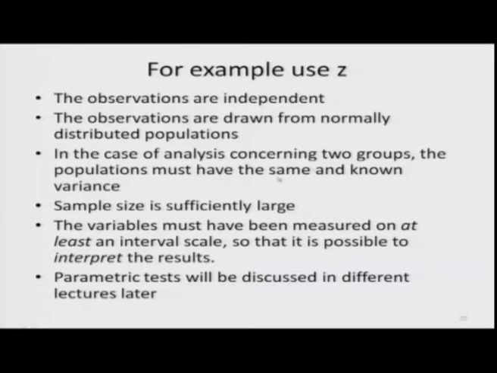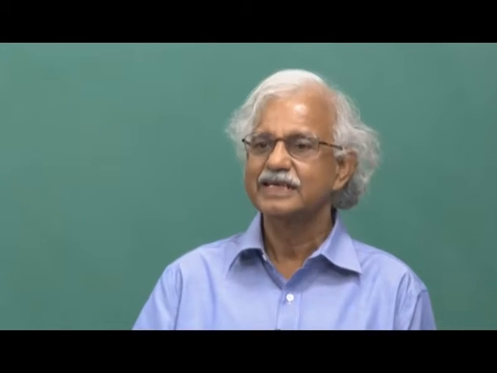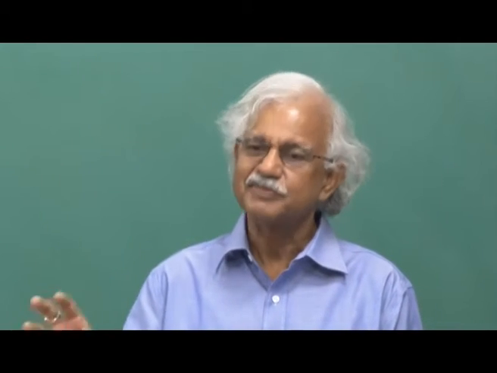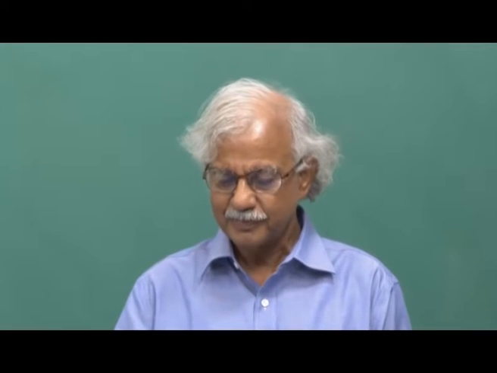In the case of analysis concerning two groups, the populations must have the same and known variance, the sample size is sufficiently large, and the variables must have been measured on at least an interval scale, so that it is possible to interpret the results. Parametric tests will be discussed in different lectures later. We will talk about t-tests, F-tests, etc. in specific lectures on them.